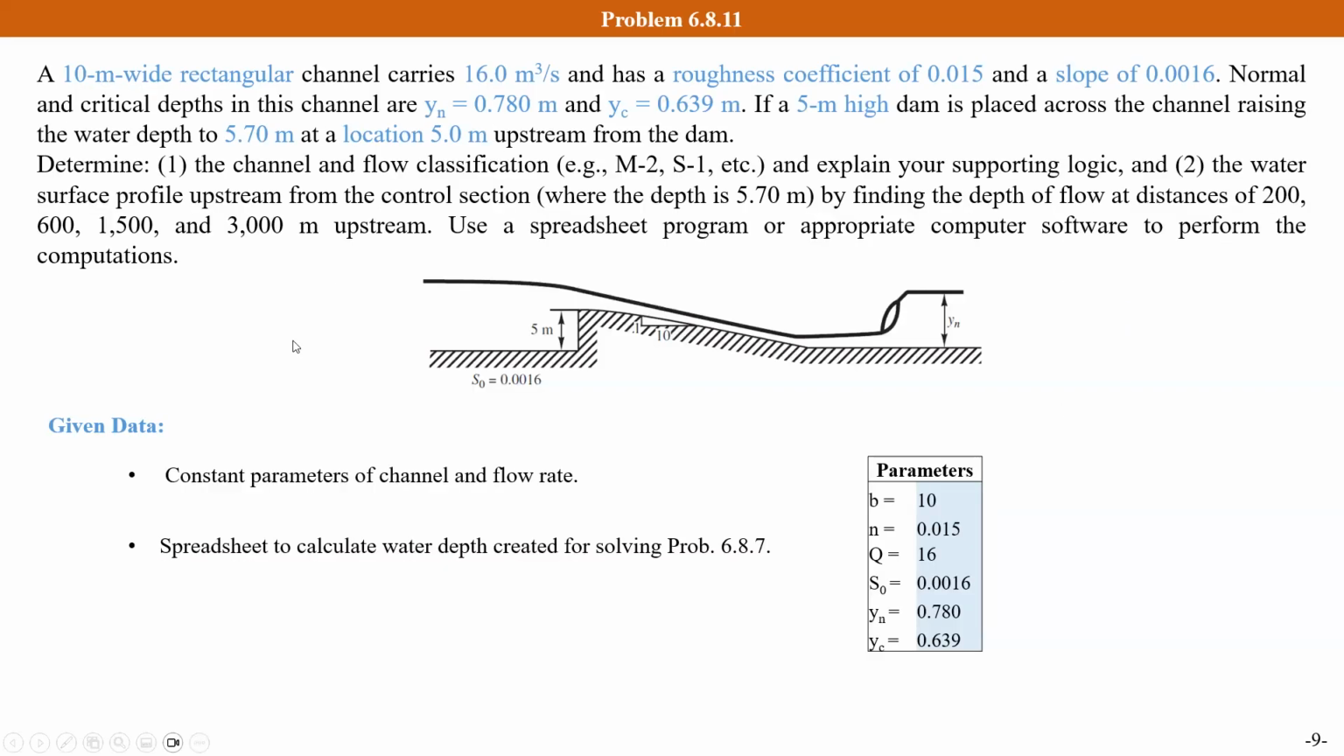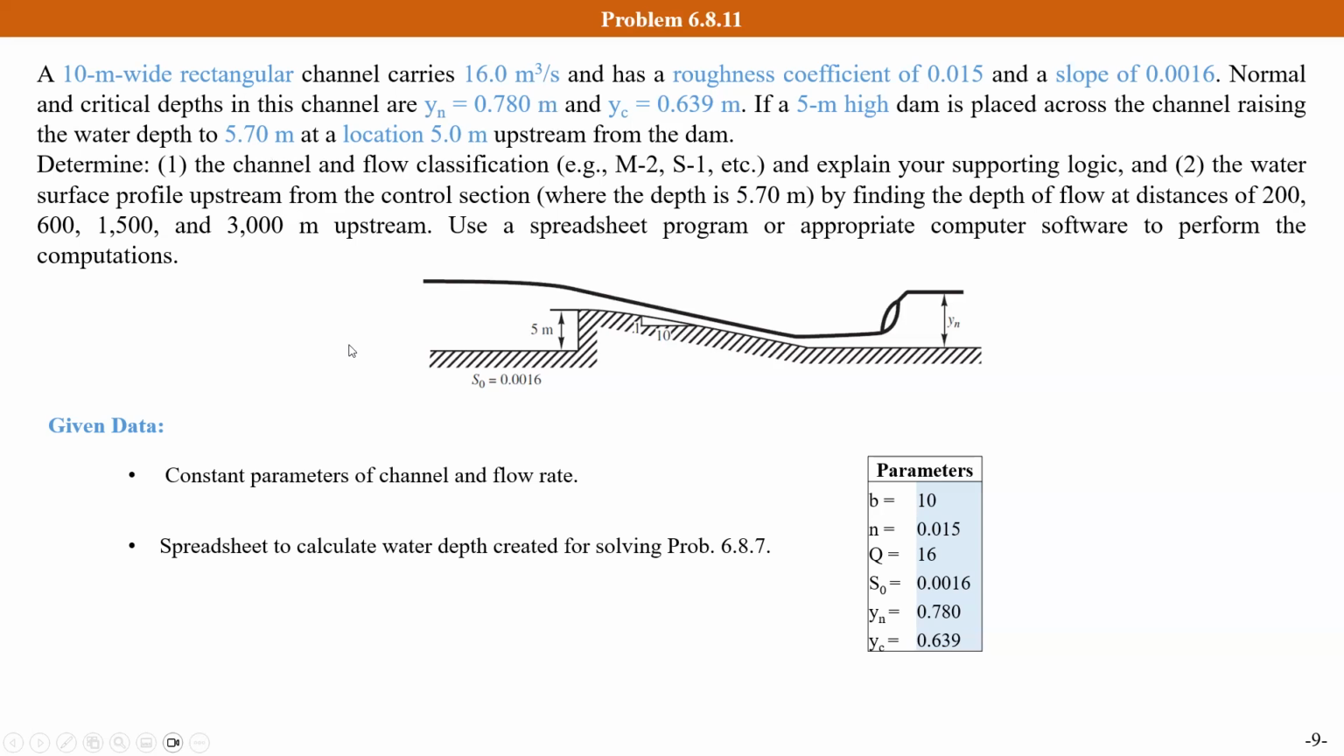Now let's move on to the third problem. There is a 10-meter wide rectangular channel that carries 16 cubic meters per second, and the values of roughness coefficient, slope, normal depth, and critical depth are all given. We also know that if a 5-meter high dam is placed across the channel, raising the water depth to 5.7 meters at a location 5 meters upstream of the dam, we need to determine first the channel and flow classification, second, the water surface profile upstream from the control section.